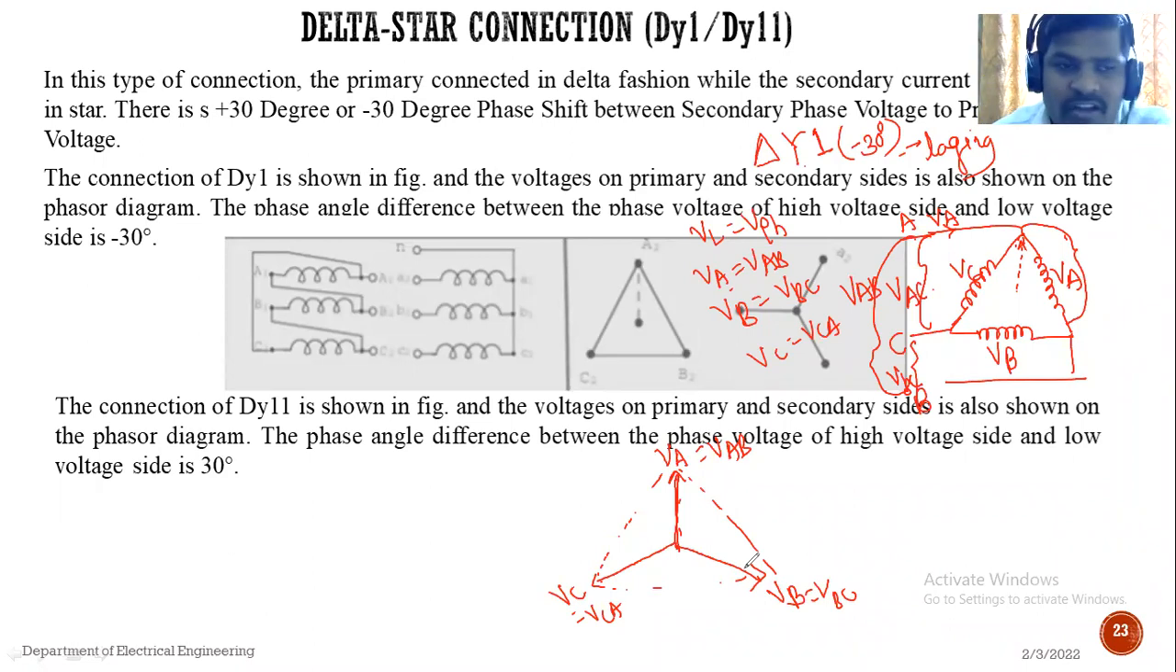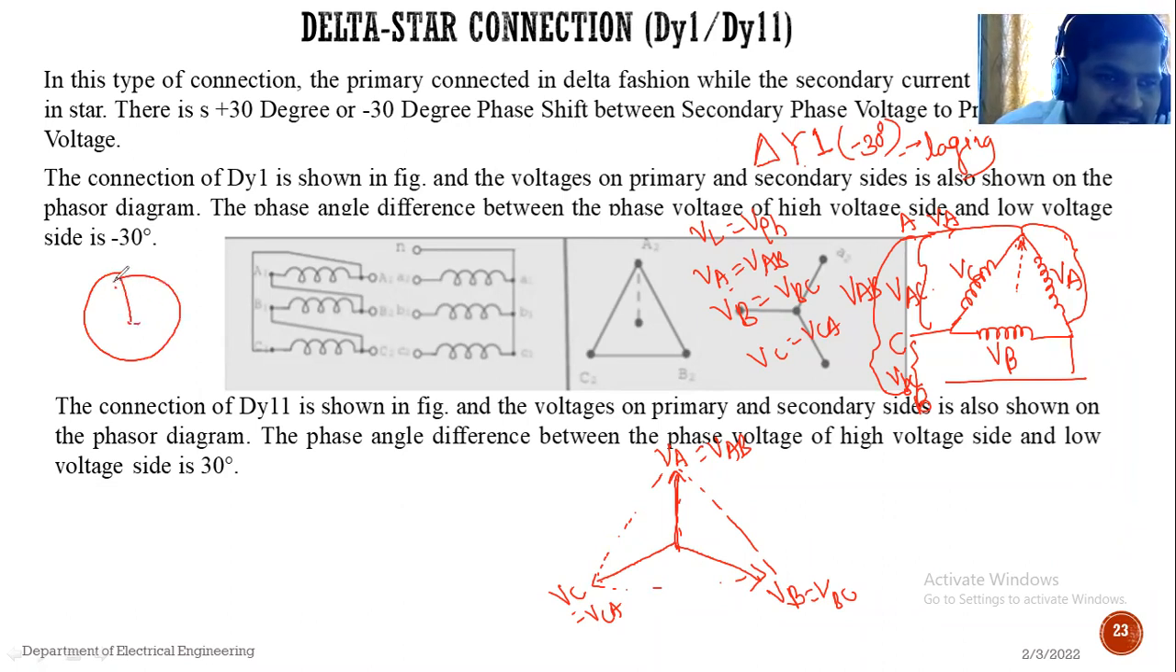So I will draw the clock. Here it is. This minute hand will act as the HV winding, and here the vector group is D star 1. That means the 1 is the LV winding here. So this LV winding will lag behind the HV winding. By how many degrees does it lag?